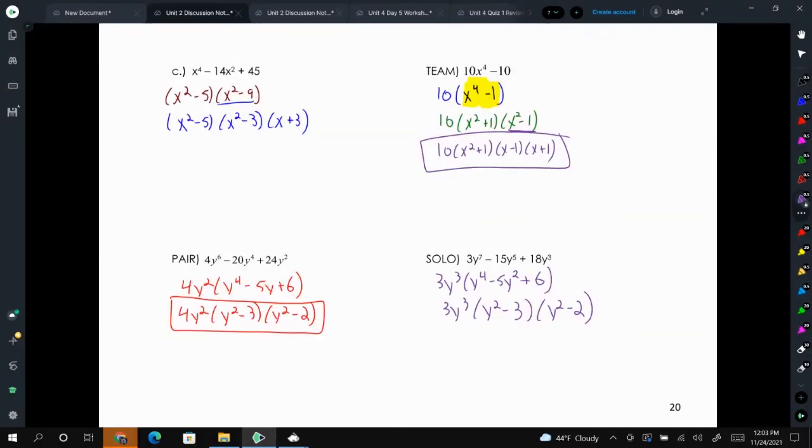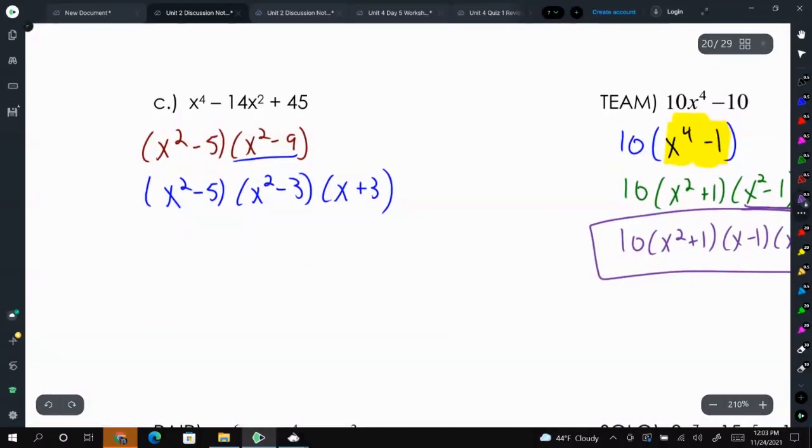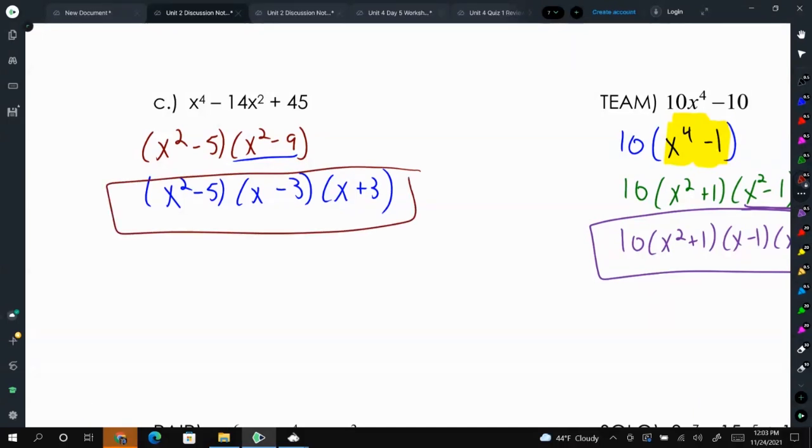All right, so check your answers. For that first one, letter C. Once you've found two numbers that multiply to 45 and add to negative 14, negative 5 and negative 9, you then had to do the difference of squares with x squared minus 9 to get this answer. And actually, this should not be squared. So that would be your completely factored expression.